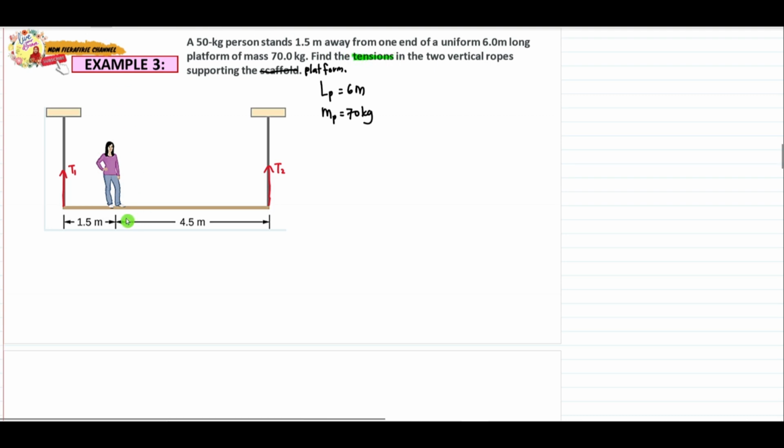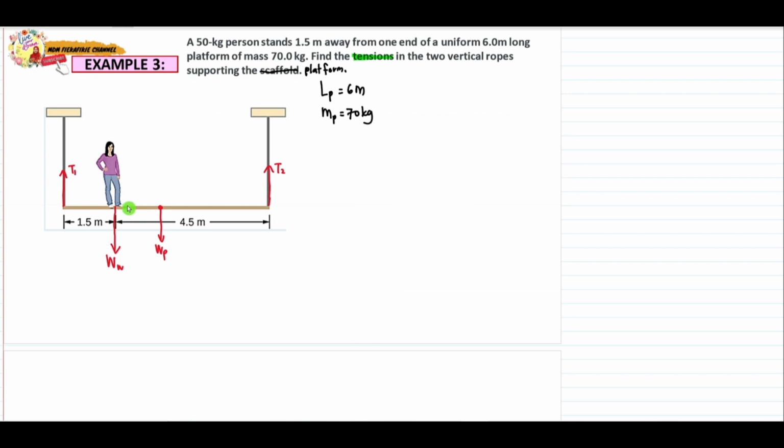And then here we have a woman. Saya letak the weight of the woman should be downward. Okay, saya letak weight of the woman, WW. And another one, at the center of the platform, we need to consider the weight of the platform, WP. Okay, so overall kita ada 4 forces here.